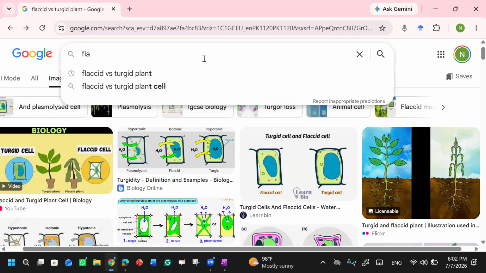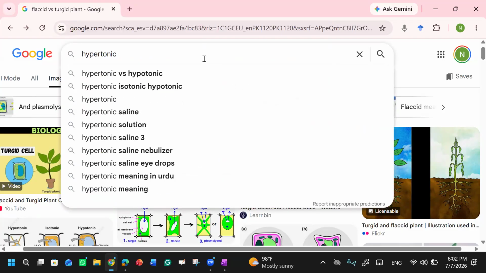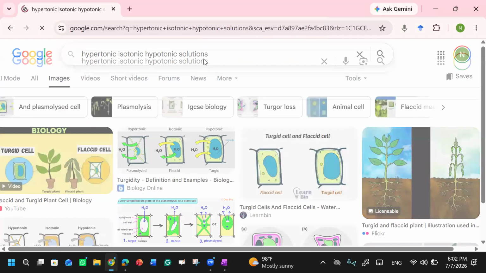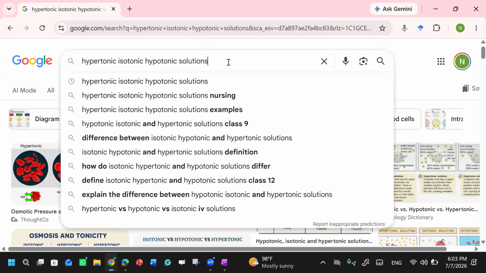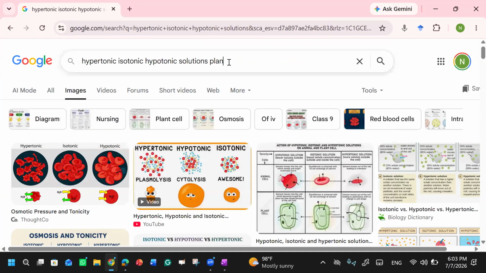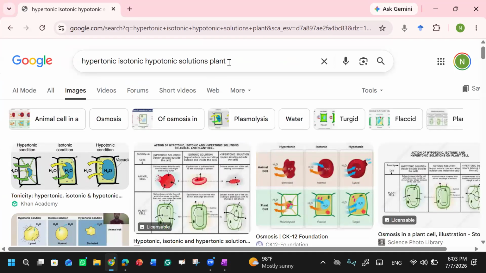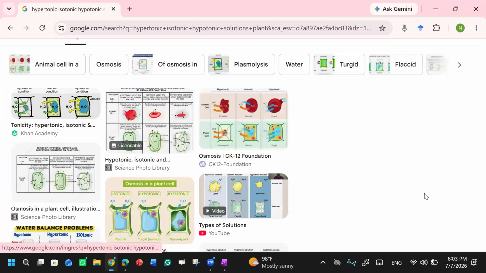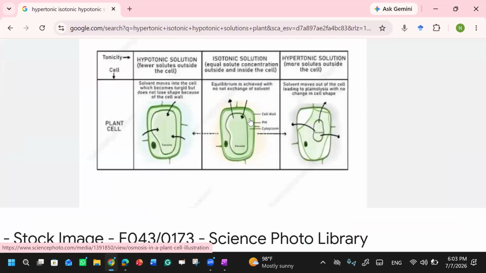Hypertonic has more water in the cell. Yes, hypertonic. We talk about it in terms of the surroundings always. What are the surroundings? You see this one? They have mentioned, first thing they have mentioned, hypotonic solution.